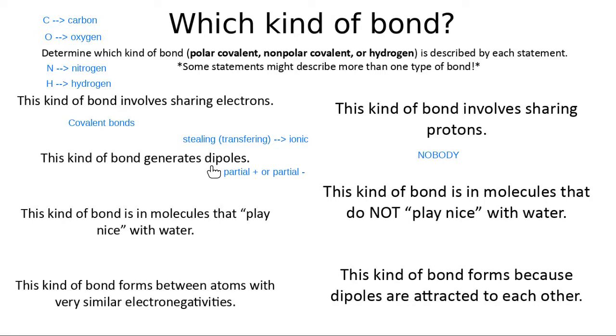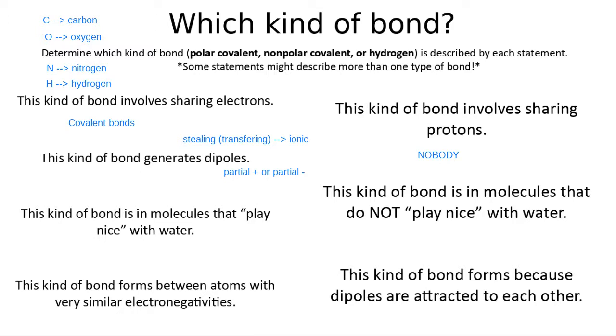If I look positive some of the time, or if I look negative some of the time, that's considered a dipole. When I talk about forming dipoles, this happens because sometimes my electrons spend a little bit extra time around one of the atoms in my molecule. So somebody's hogging the electrons and somebody's not seeing them as much. Which kind of bond did we talk about where somebody hogs those electrons and somebody else doesn't see them as often?